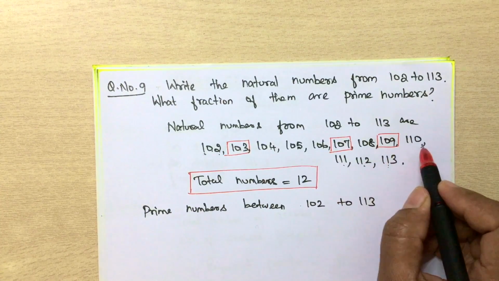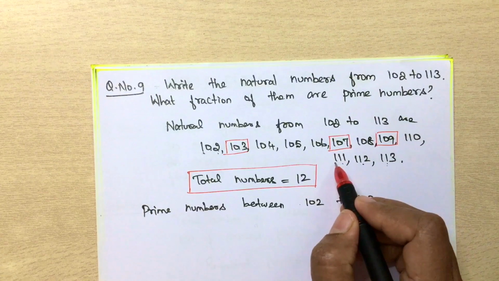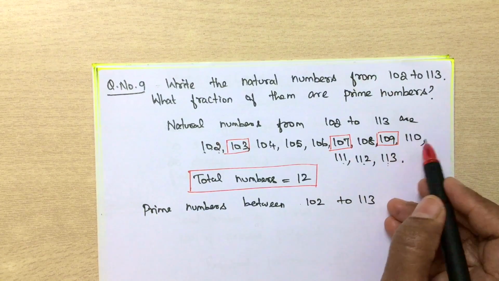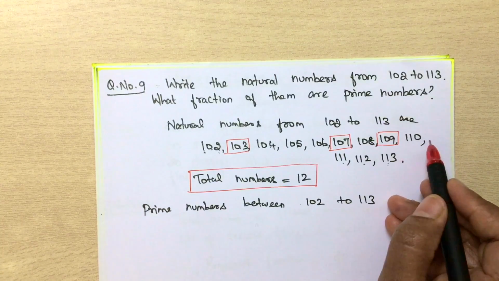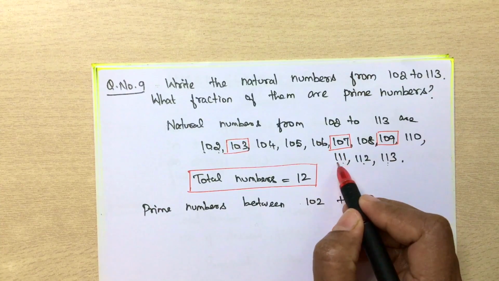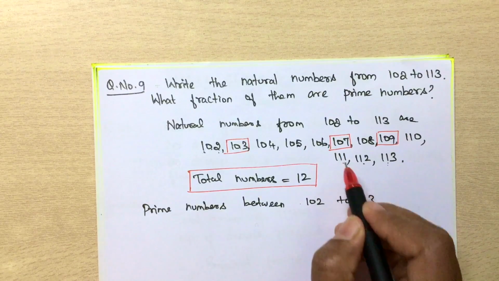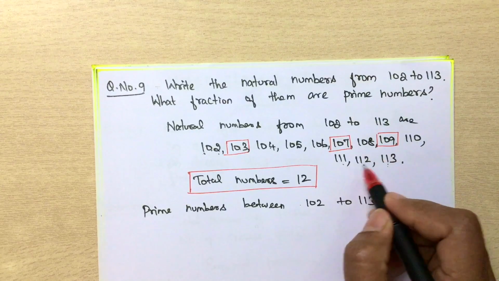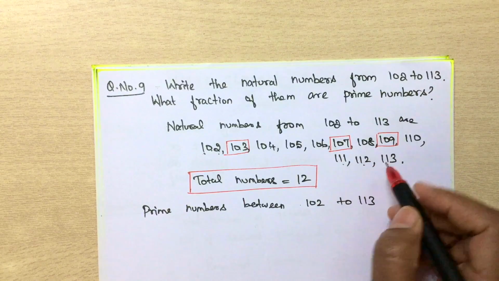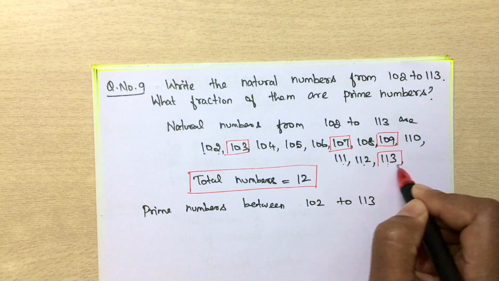And what about the next one? Here yes, 110 you can divide by 1, 2, 5, 10, etc. Now 111 you can divide by 1, you can divide by 3 as well. It is not a prime number. And 112 is again not a prime number. And the last number is 113.